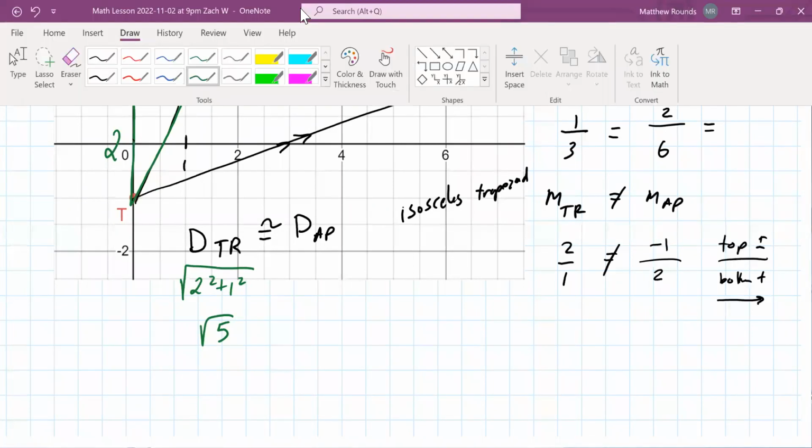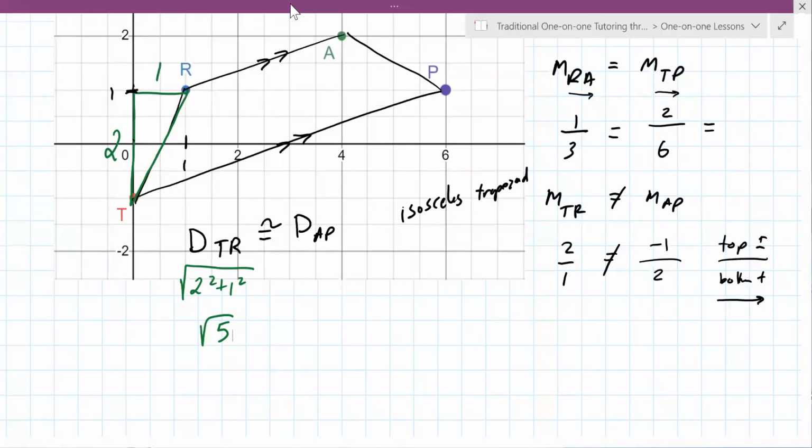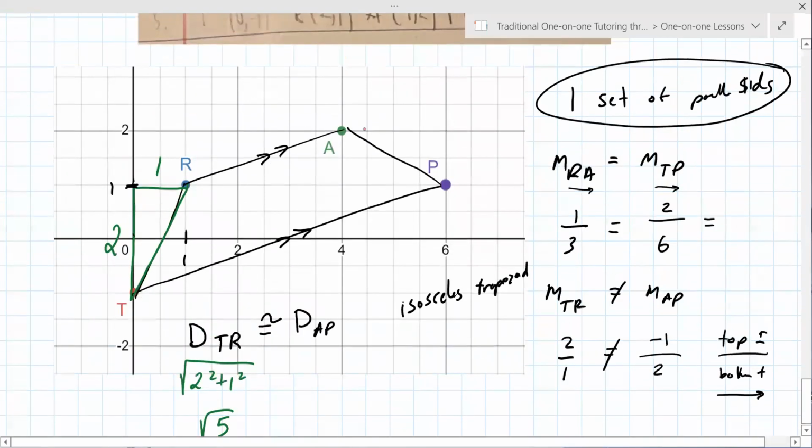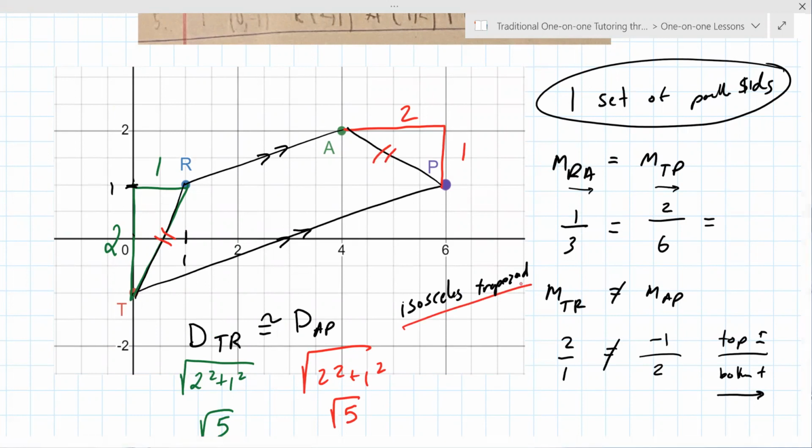Then we're going to do the same thing for the next one, from A to P, which is 2 and 1. Square root of 2 squared plus 1 squared. That's also the square root of 5. So notice they're the same. These are congruent. So it is an isosceles trapezoid. Now I didn't ask for that, but you should be able to say, oh, maybe I can go a bit further if it asks for it on the test.